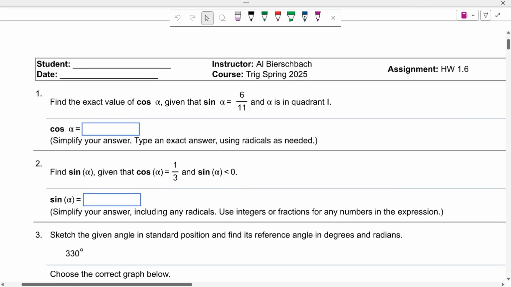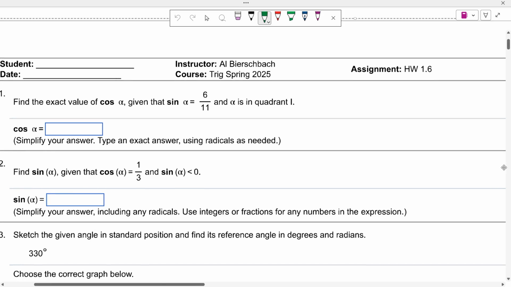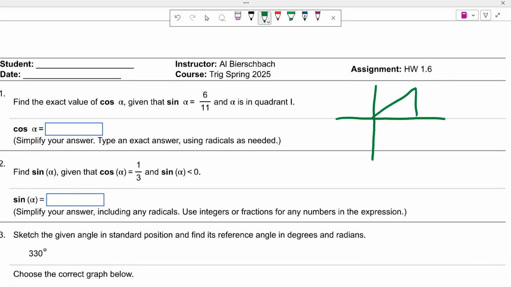Find the exact value of cosine if the sine is 6/11. Okay. We should be able to do this. If we're in quadrant 1, we just draw a quadrant 1, and we just draw a random old triangle in quadrant 1.